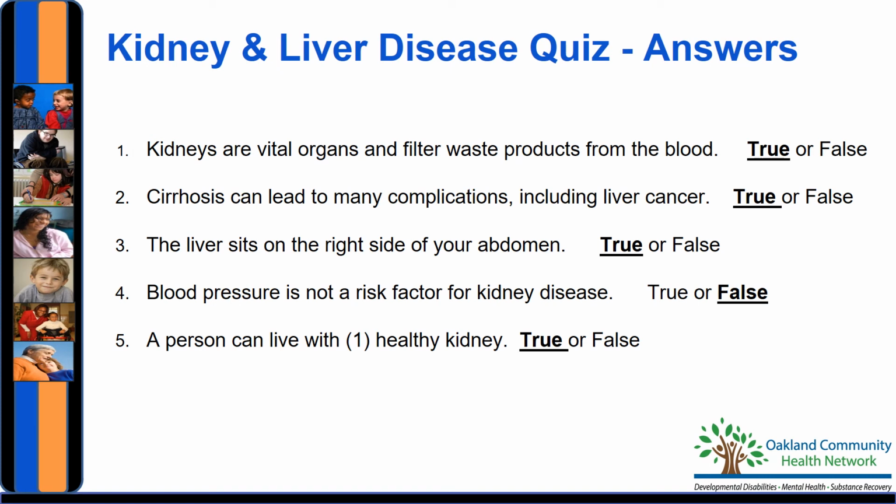Here are the answers to the quiz. Number 1, the kidneys are vital organs and filter waste products from the blood. This is true. Number 2, cirrhosis can lead to a number of complications, including liver cancer. This is true. Number 3, the liver sits on the right side of your abdomen. This is true. Number 4, blood pressure is not a risk factor for kidney disease. This is false, because blood pressure is a risk factor for kidney disease. Number 5, a person can live with one healthy kidney. This is true.